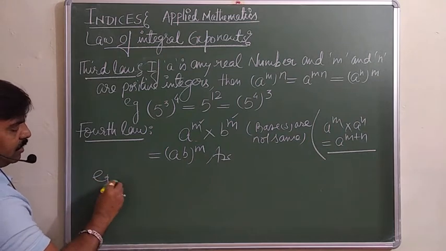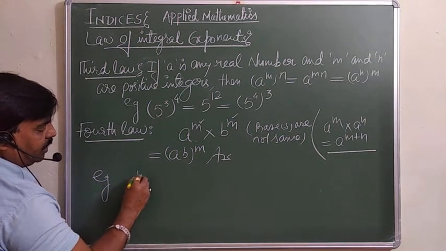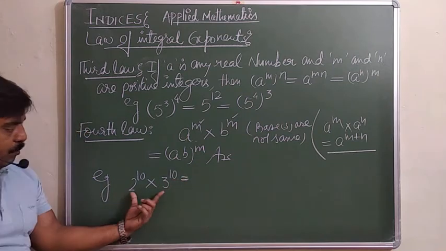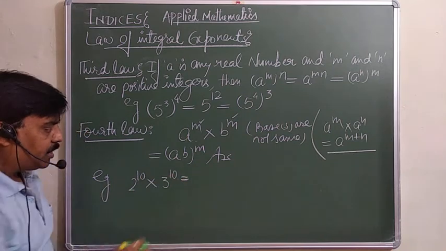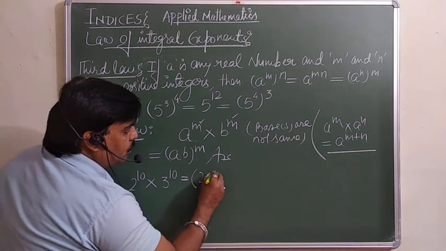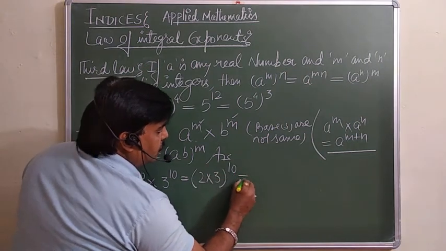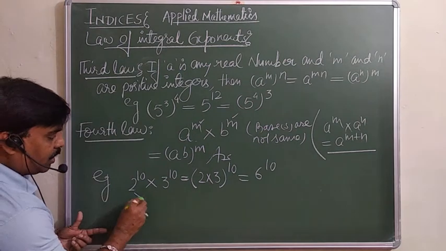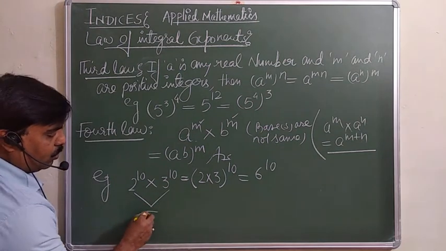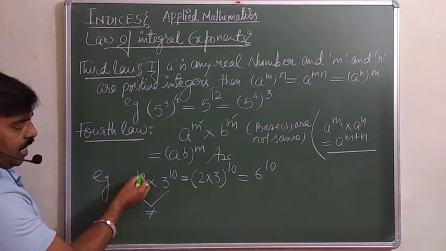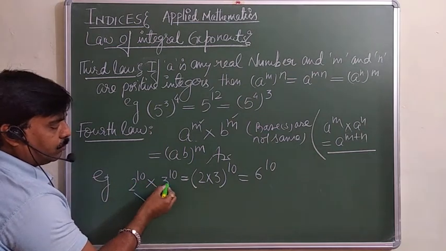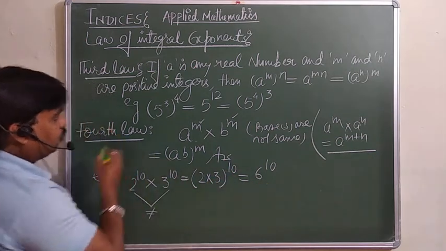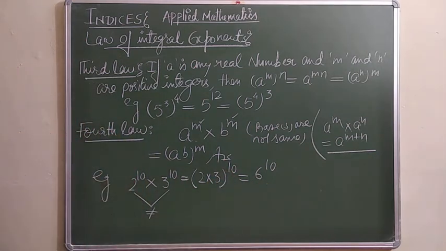For instance, 2 raised to power 10 into 3 raised to power 10. Here the bases are not the same, but the exponents are the same. So this can be written as 2 into 3 whole raised to power 10, or it can be written as 6 raised to power 10. So if the bases are not the same, but the exponents are the same, in that case you are supposed to take the product of the bases, the whole raised to the power. So this is your fourth law. Have a look.